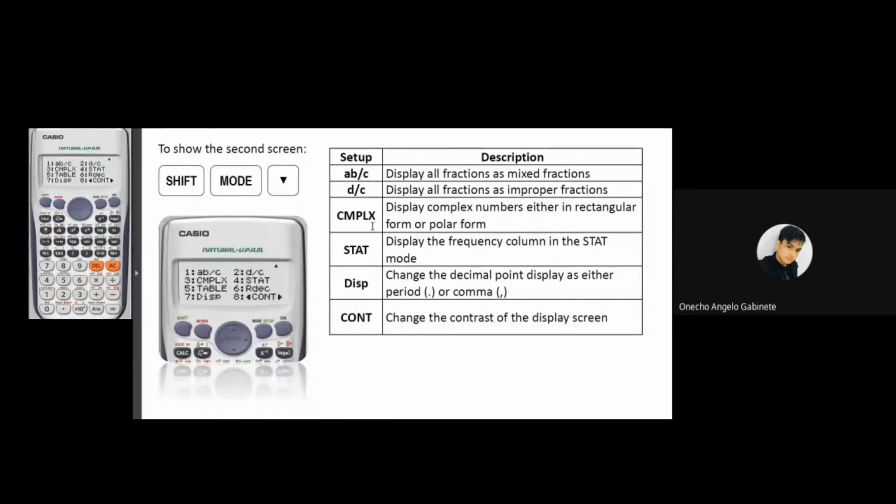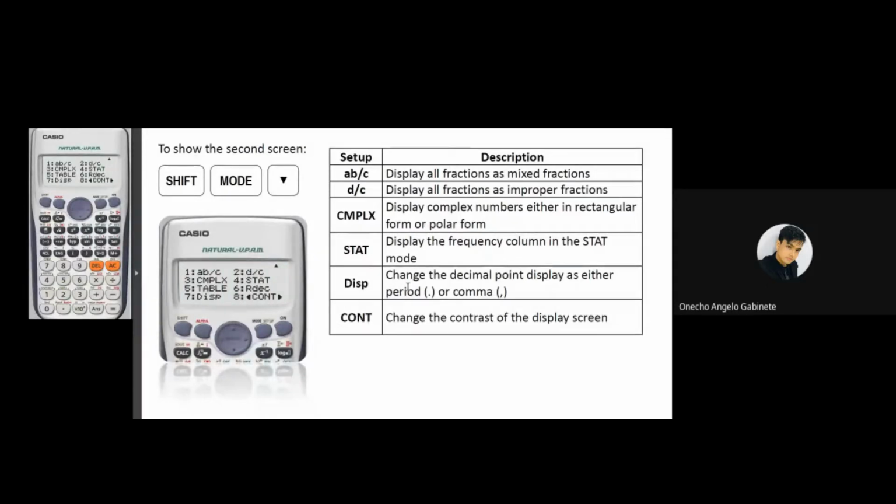Next, we have complex numbers either in rectangular or polar form. And then stat, display the frequency column in stat mode. And then these change the decimal point display as either period or comma.